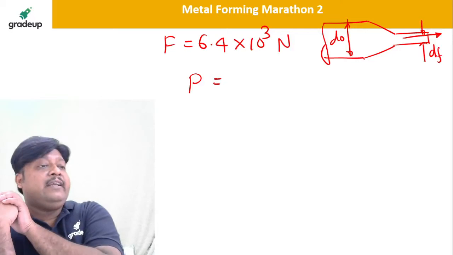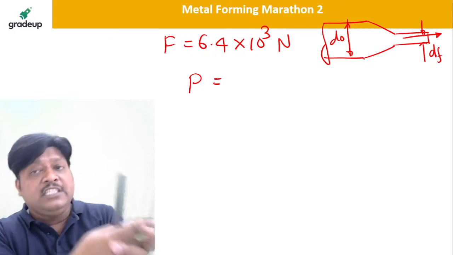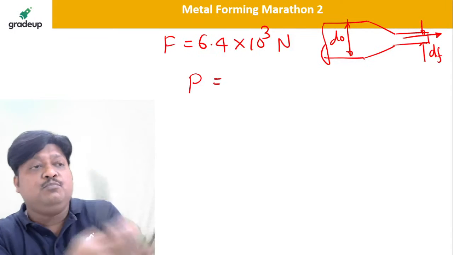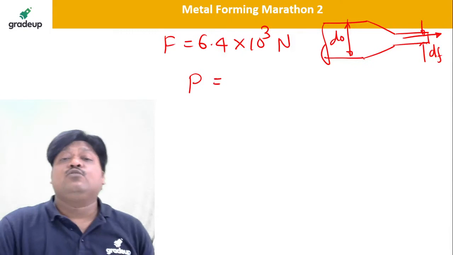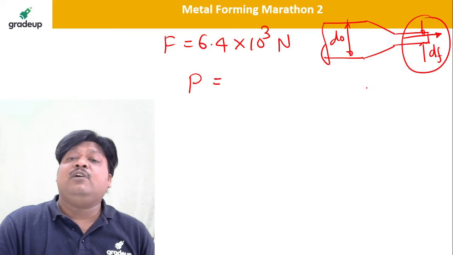We are pulling that wire. So this is the pulling force. That force is the pulling force. So tensile loading is there onto the wire. So this pi by 4 D final you have to take.